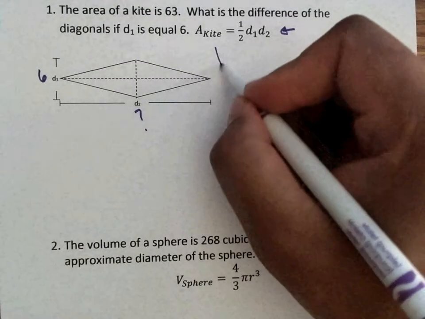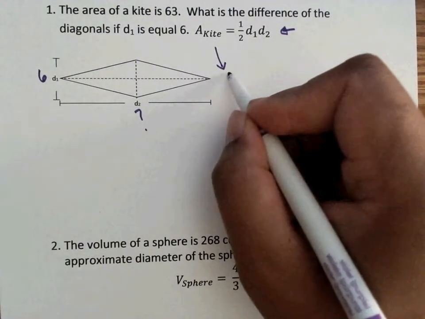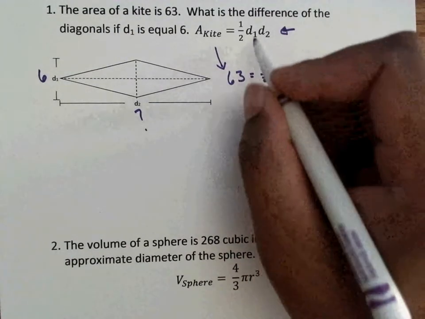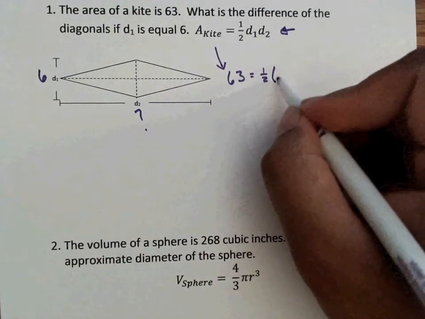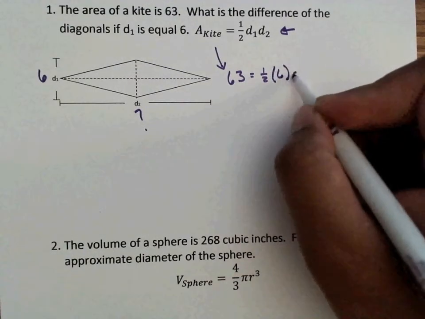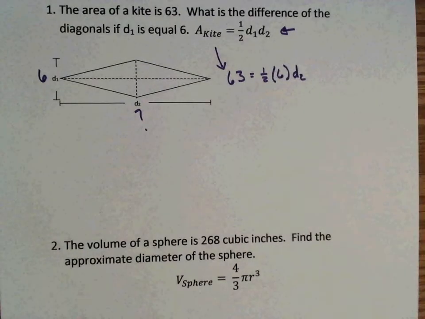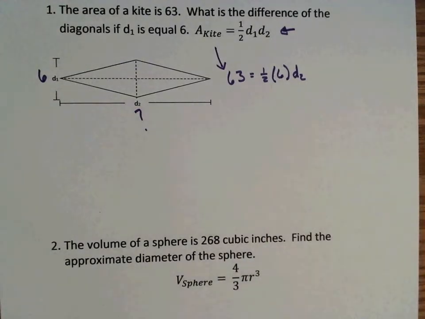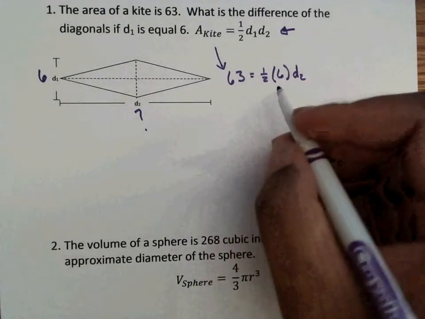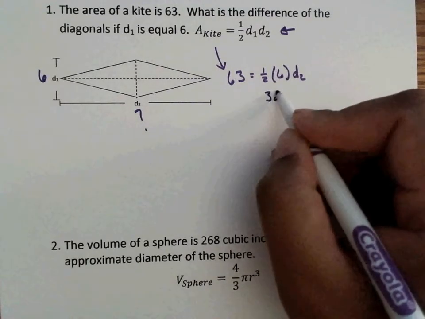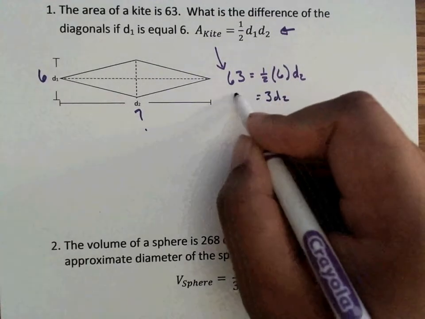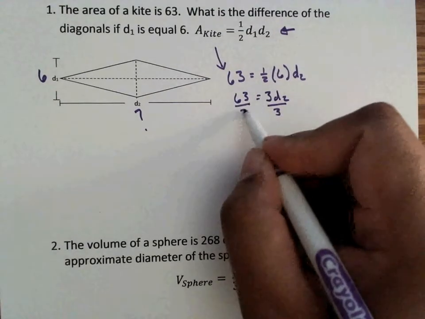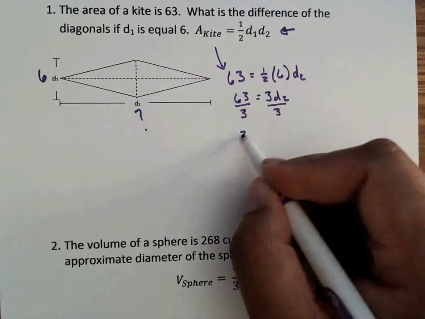So in this formula, we already know the area of the kite is 63. And we know D1 is 6, but we don't know D2. And as long as you have one unknown, you can always solve the equation. So 1/2 times 6 is 3. And then to find D2, we just divide both sides by 3. So we get 21.